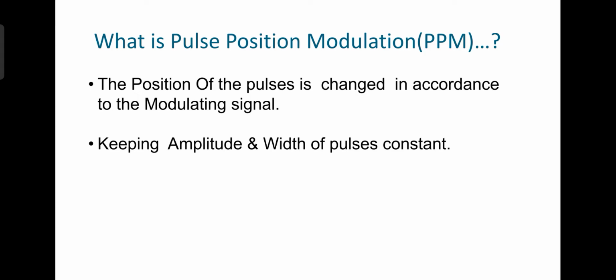In PPM, the amplitude and width of the pulses are kept constant, but the position of each pulse is varied in accordance with the amplitudes of the sampled values of the modulating signal. The PPM pulses can be derived from the PWM pulses. Note that with the increase in the modulating voltage, the PPM pulses shift further with respect to the reference.